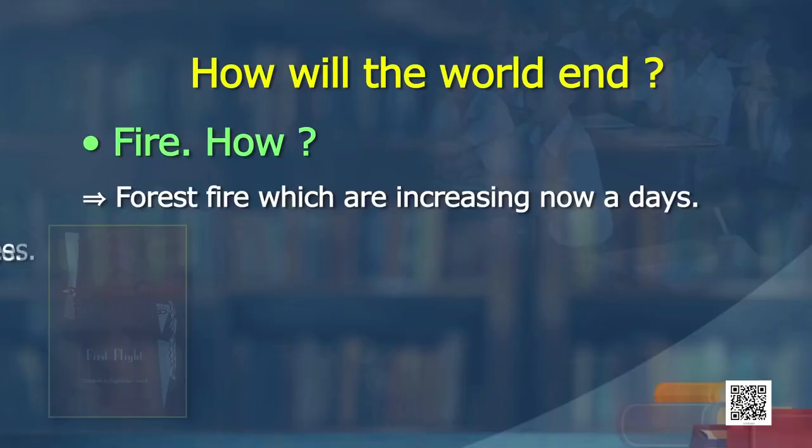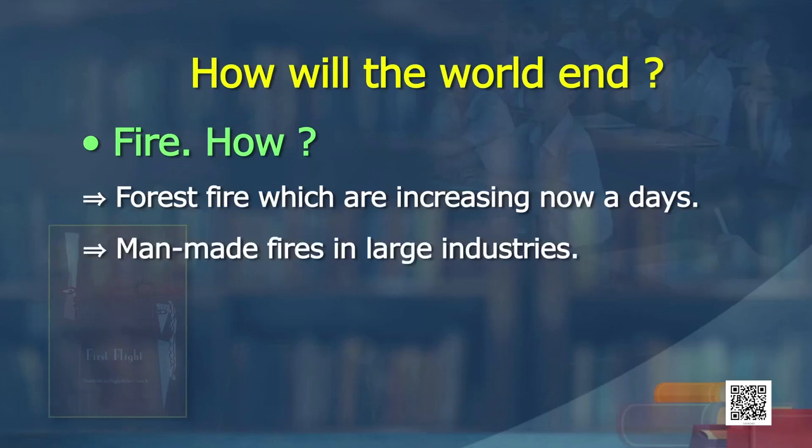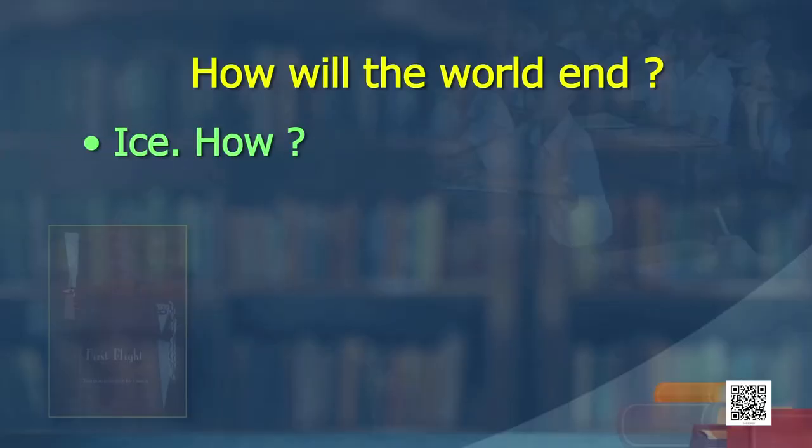Then the second one: man-made fires, like in large industries, when a fire happens in an industry. And what about lightning as well? Lightning. And what about some objects from comets or asteroids? Yes, sir. That also can do that. Okay, fine. Now, how will the world end in ice?